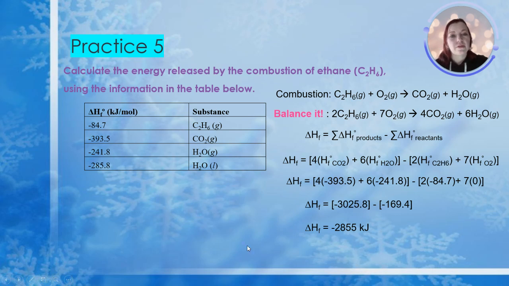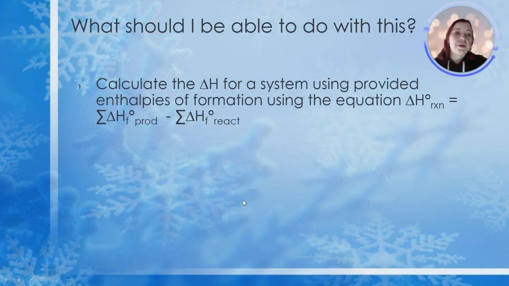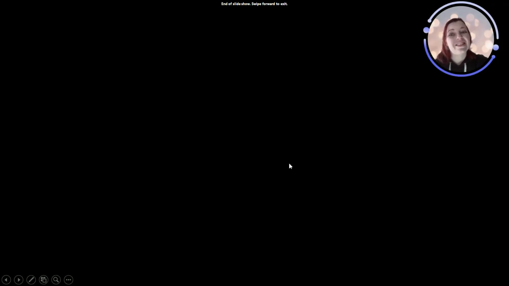Combustion is strongly exothermic. So what should I be able to do with this? You should be able to calculate the delta H for a system using provided enthalpies of formation using the equation, which again is on the equation sheet, and that is it.